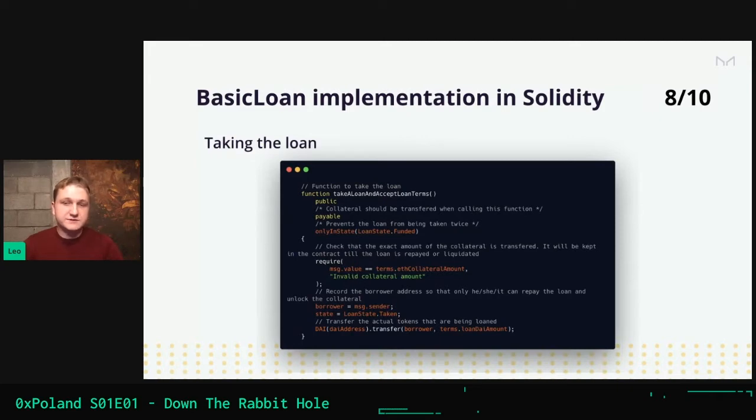Second function is take a loan and accept loan terms. It's only in the funded state, and we first check that there is enough collateral sent to this function, because when we call this function, we send Ether to it as the collateral, and this Ether gets locked into the smart contract. And we throw if there is not enough Ether, record the borrower, record the state, and actually transfer the DAI tokens to the borrower, therefore granting the loan.